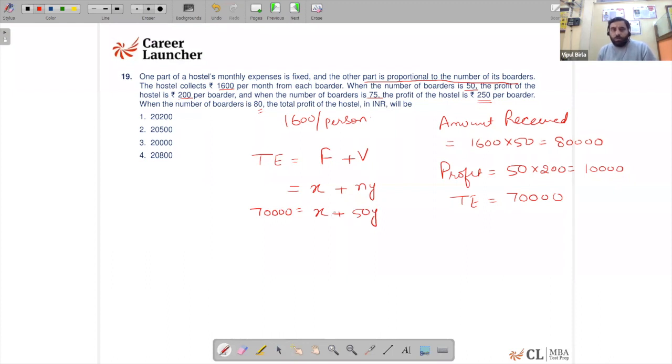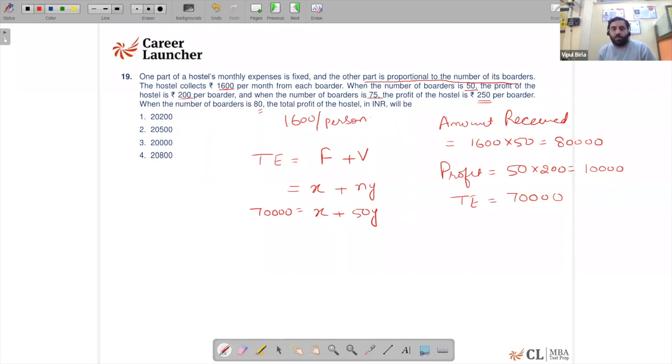Right. Now, if the number of boarders is 75, then the profit of the hostel is 250 rupees per boarder. So that means if there are 75 people, out of 1600, 250 is the profit.